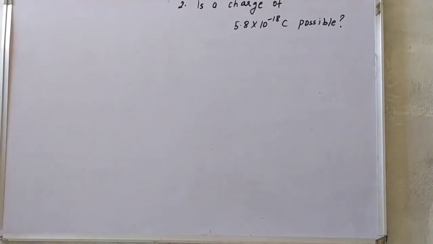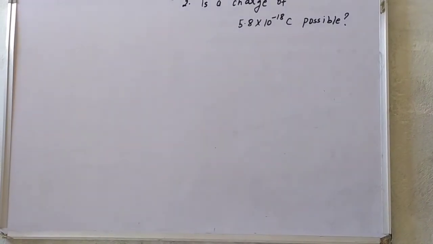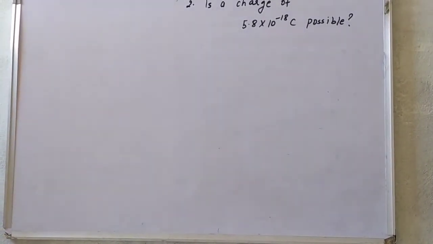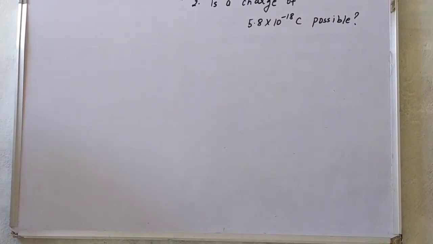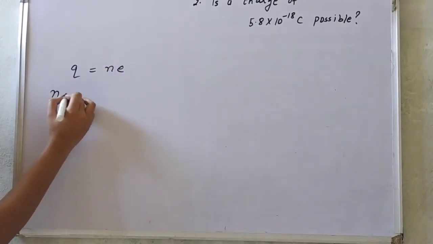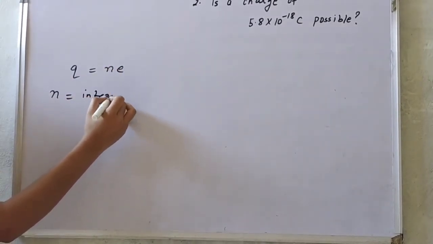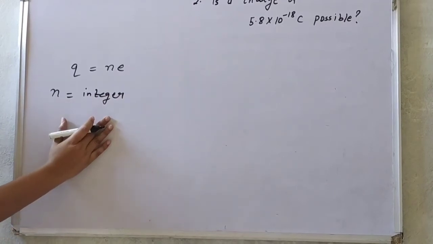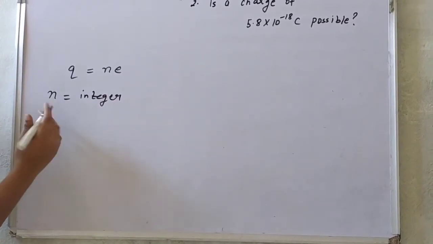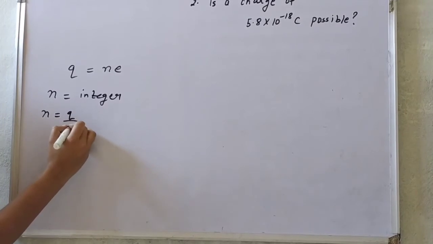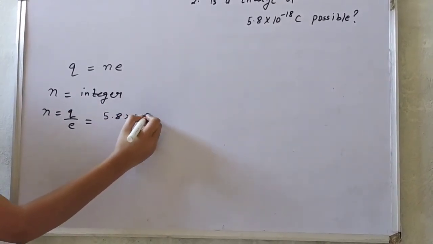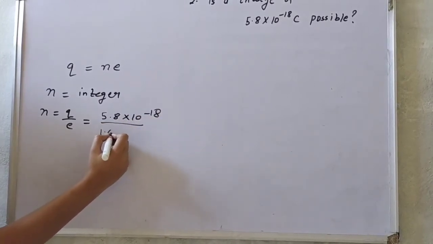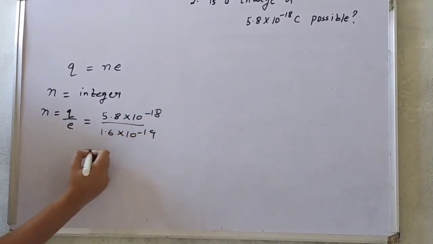Okay, now the second question is, is a charge of 5.8 multiplied by 10 raised to power minus 18 coulomb possible? To find that, we will use the formula for quantization in which q is equal to ne. If n comes to be an integer, then this charge is possible, otherwise no. So we will calculate the value of n here. n is equal to q upon e, and the value for q is 5.8 times 10 raised to power minus 18, and e is equal to 1.6 into 10 raised to power minus 19.